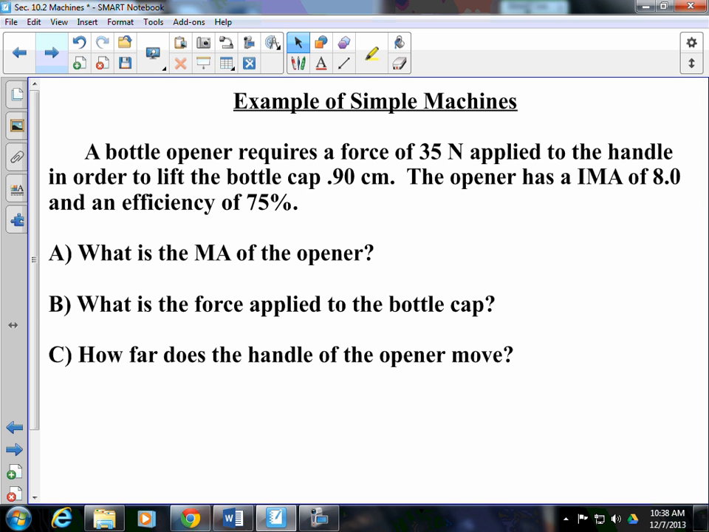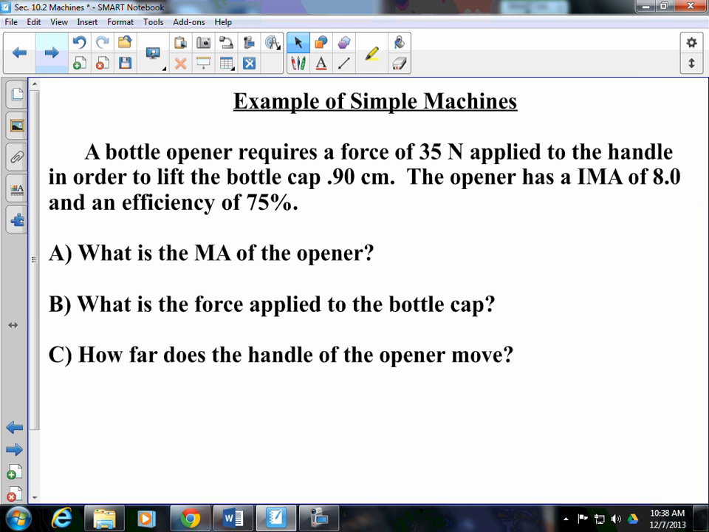So the big idea here is, before you start any of your questions, sit down and figure out what exactly you're dealing with. You have force of effort, force of resistance, distance of effort, distance of resistance, work output, work input, efficiency, ideal mechanical advantage, or mechanical advantage. So there are a lot of variables you have to think about. Before we even look at the questions, let's read the problem and figure out what we have.